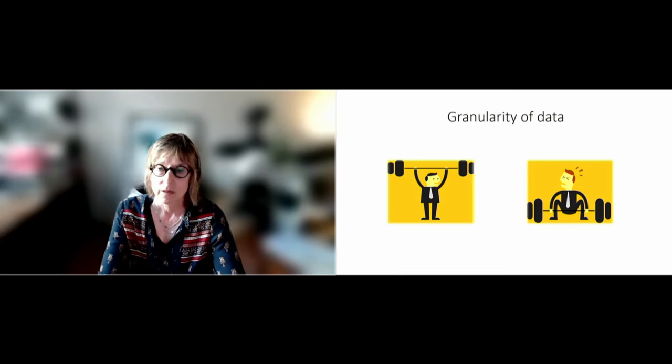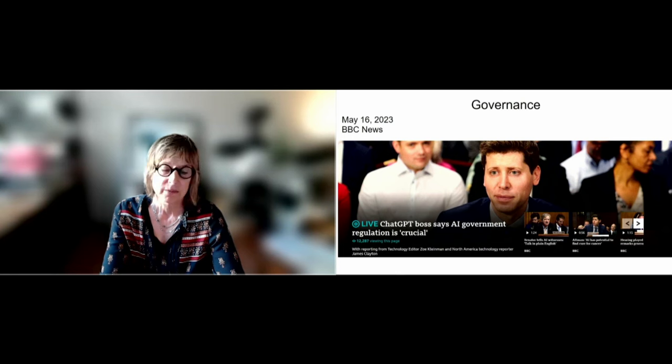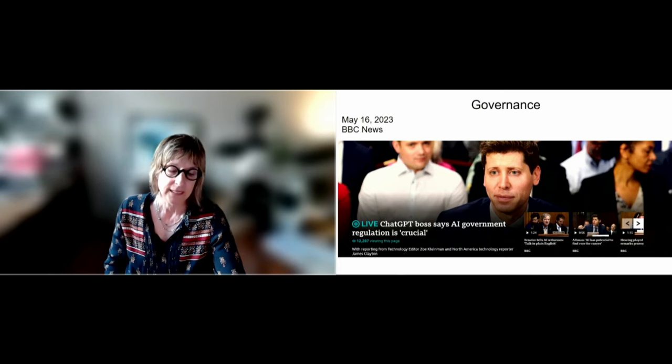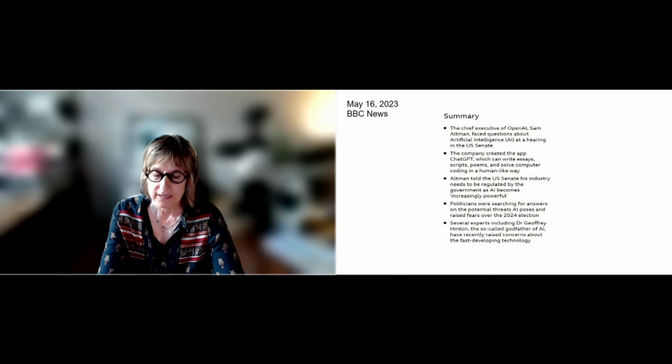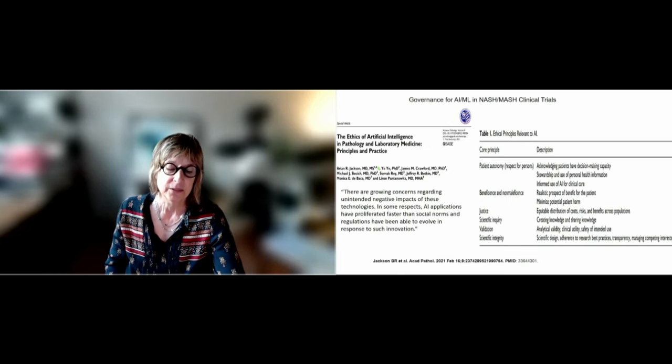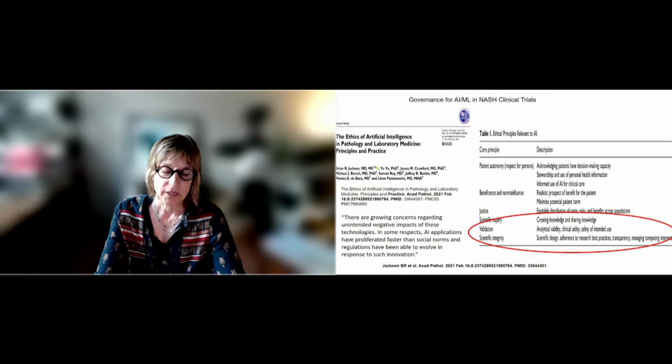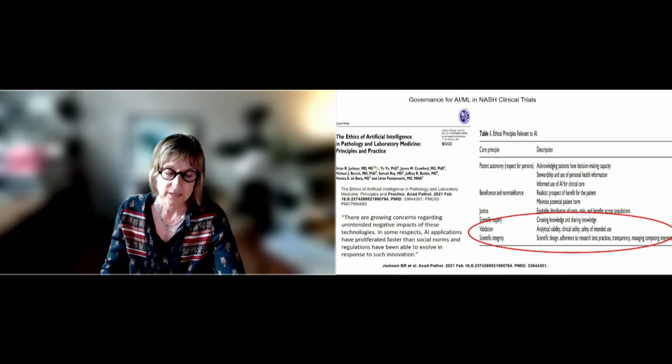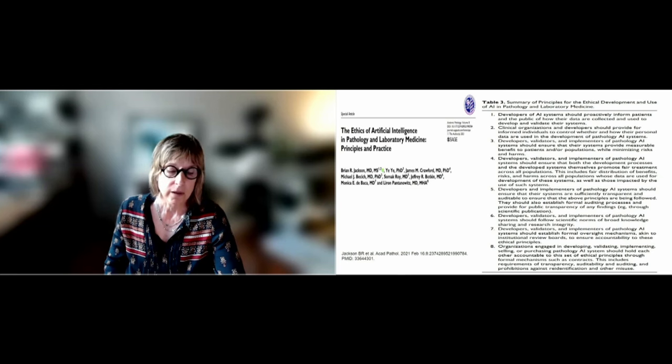Next slide. Governance. The issue of artificial intelligence machine learning regulation commonly makes headlines in major news outlets. Next slide. Many of the top industry executives themselves are warning us that as AI machine learning becomes increasingly powerful, tighter governance is needed. Next slide. More specifically, in the pathology space, there are several publications available. Next slide. This paper from 2021 stresses the importance of scientific integrity, transparency, and analytical validity. Next slide.